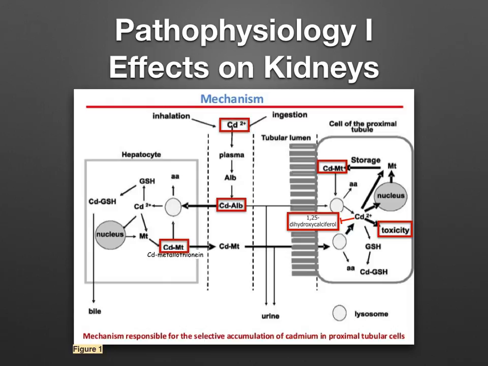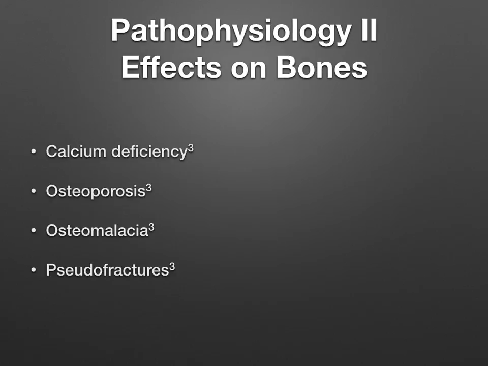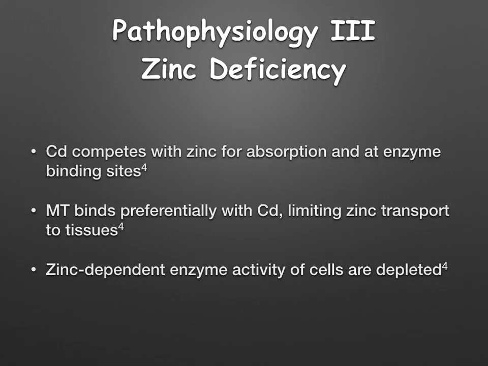One more thing that can happen is cadmium can inhibit the production of 1,25-dihydroxycalciferol, which is vitamin D. Alterations in vitamin D metabolism can lead to osteoporosis, which is the bones becoming brittle and fragile, osteomalacia, which is the softening of the bones, or pseudofractures, which would be a result from osteoporosis. The last effect I want to talk about is zinc deficiency.